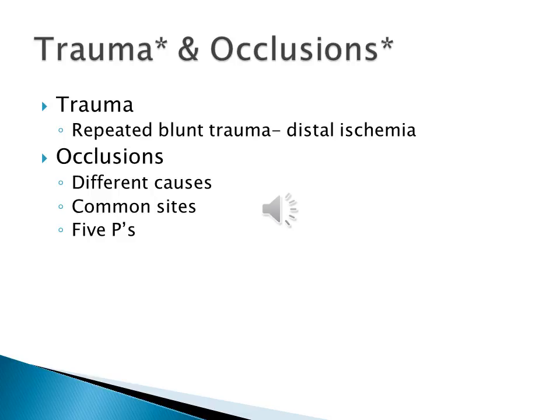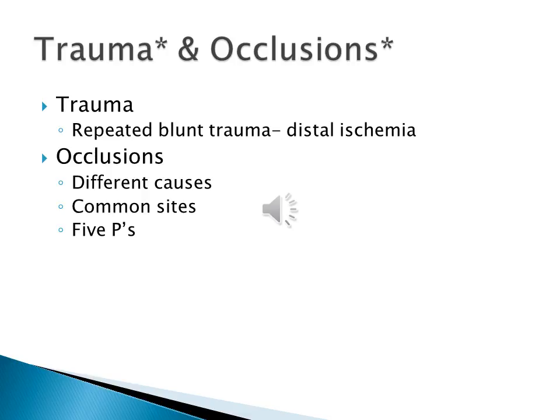Both trauma and occlusion syndromes occur within the cardiovascular system. Anytime there's repeated blunt trauma, you could end up getting a distal ischemia. It's very common to see this in the hand and fingers, for instance, in catching a ball. Your book gives that as an example. So that could certainly occur with that.